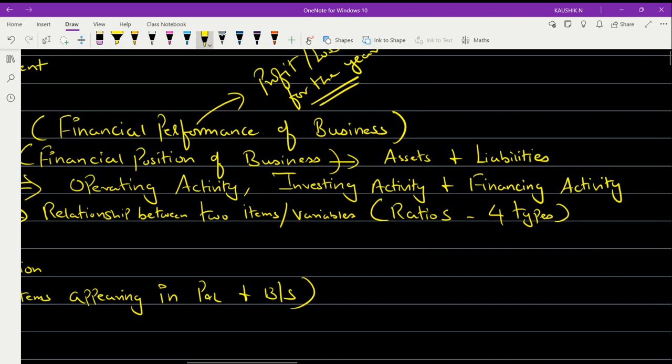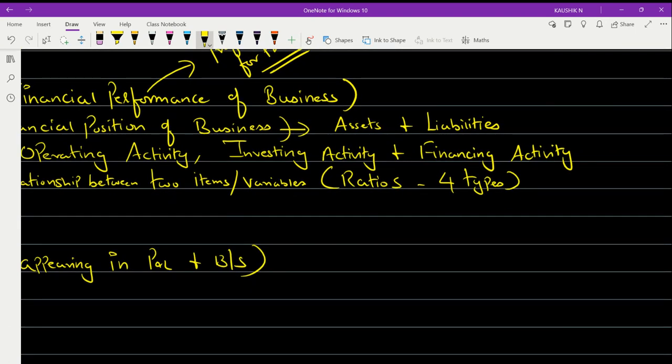And I'm just going to give you a mnemonic for easy understanding. But here it will not be in order, just to understand what the four types are. The easy way of understanding this will be SLAP. For ratios, just have it as SLAP. So S stands for solvency.